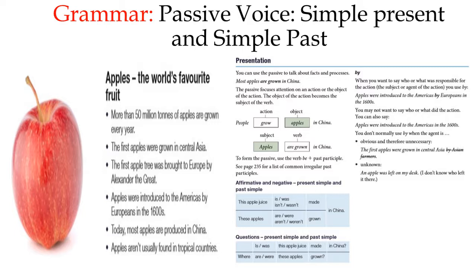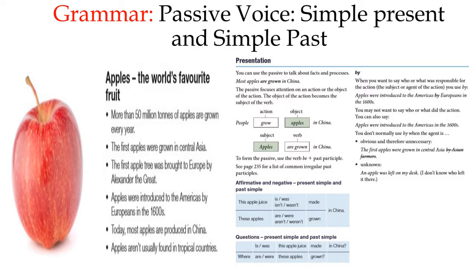To form the passive, use verb to be plus past participle. See page 335 for a list of common irregular past participles. Affirmative and negative, present simple and past simple.